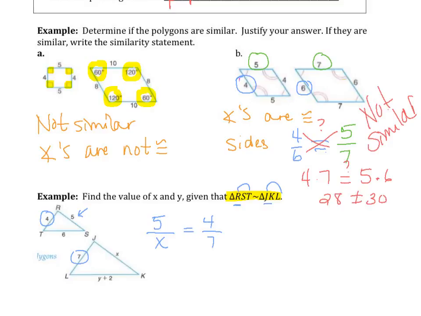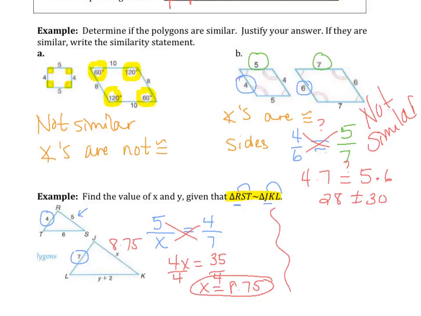Now I'm going to solve for x using my cross products. So we're going to go ahead and cross multiply. So I know that 4x is equal to 35. Divide both sides by 4. I've got x is equal to 8.75. So that's my first value. I'll go ahead and write that in here.